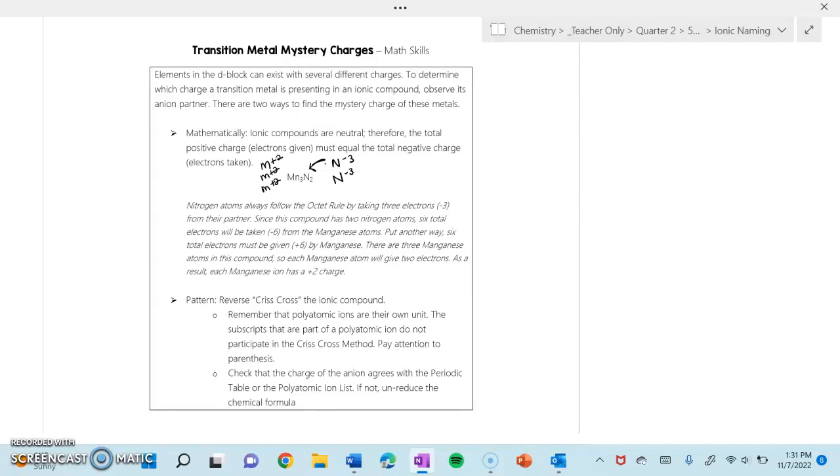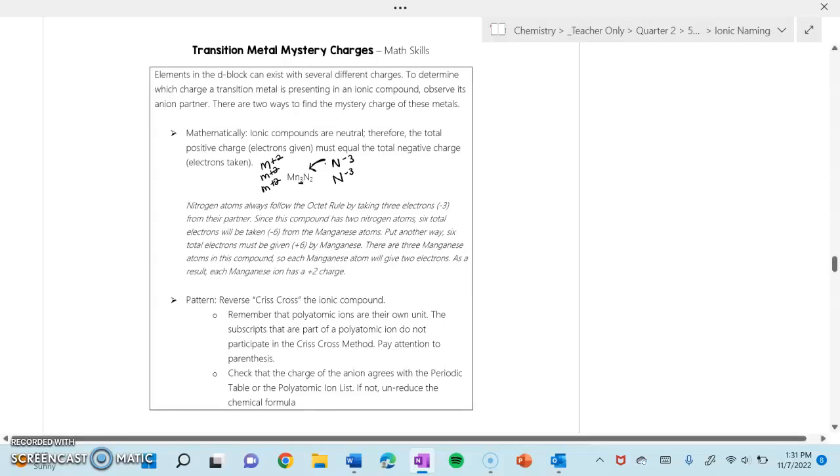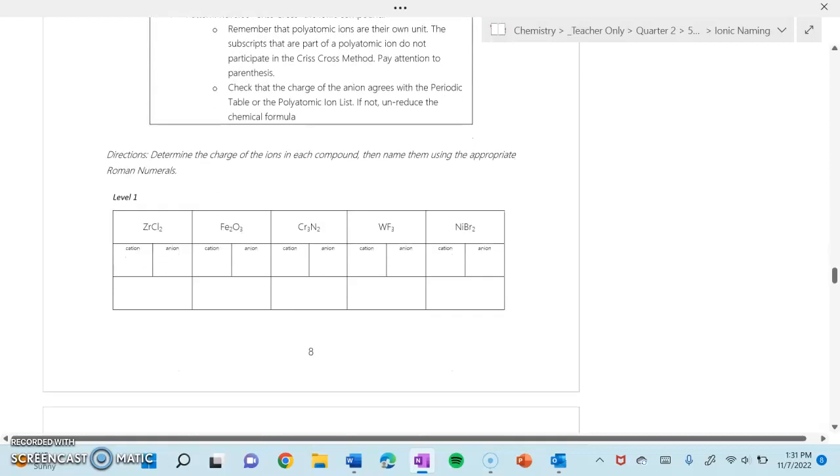Or like we said, you can reverse crisscross. This 3 becomes the charge of the nitrogen, and this 2 becomes the charge of the cation. Okay, so there's your reverse crisscross, or kind of the mathematical what's happening explanation for the transfer of electrons.